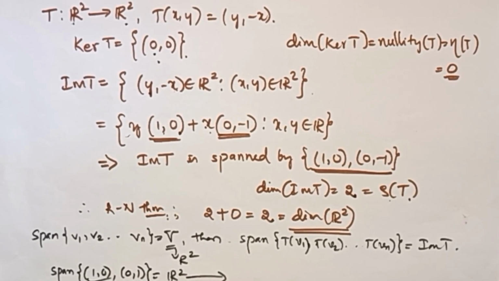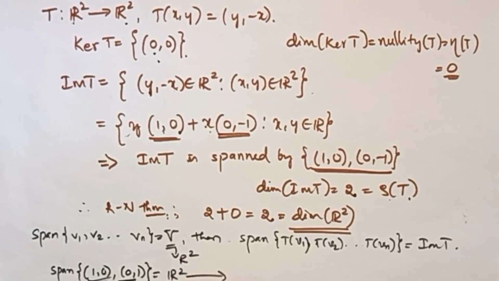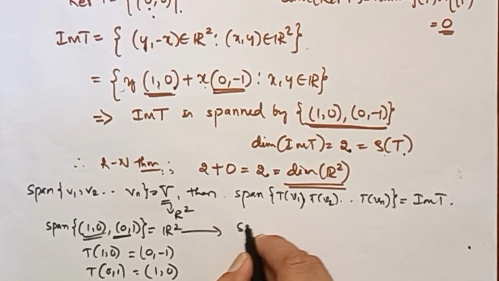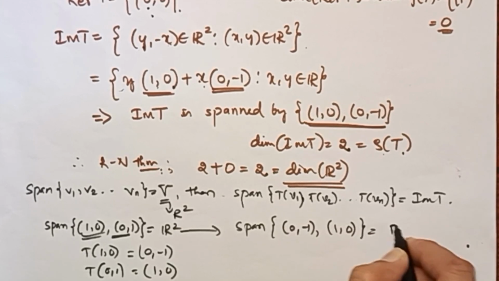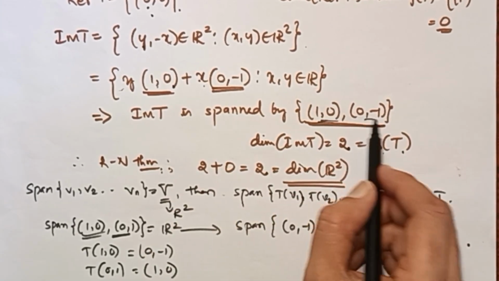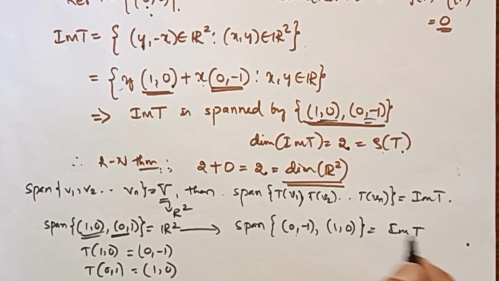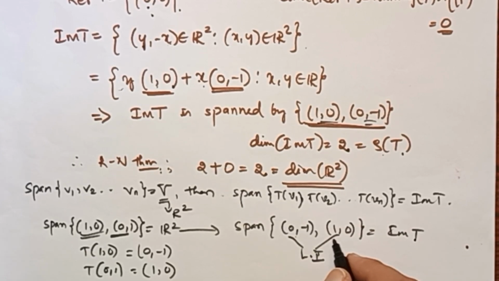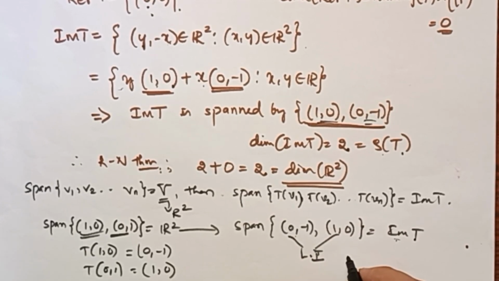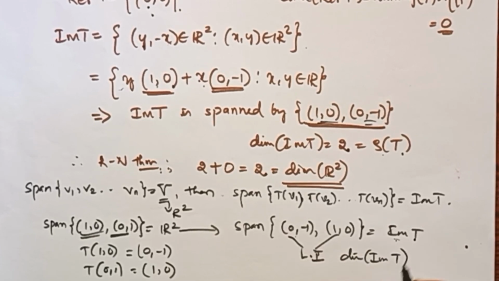Now find the images of these two vectors under the transformation. What is T of (1, 0) and T of (0, 1)? T of (1, 0) is (0, -1) and T of (0, 1) is (1, 0). Therefore, the span of these two vectors (0, -1) and (1, 0) is equal to the image of T. The same thing we got here. So these two vectors span the whole image of T, and these two vectors are linearly independent also. Therefore, these two vectors form a basis for the image of T. So how many elements are in the basis? That gives you the dimension of the image of T equal to 2.